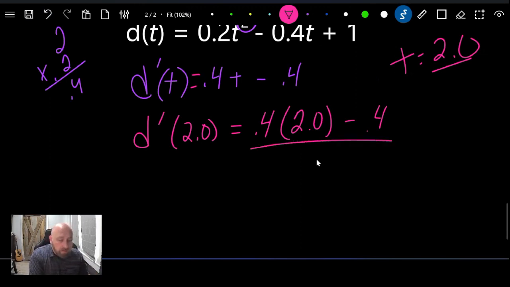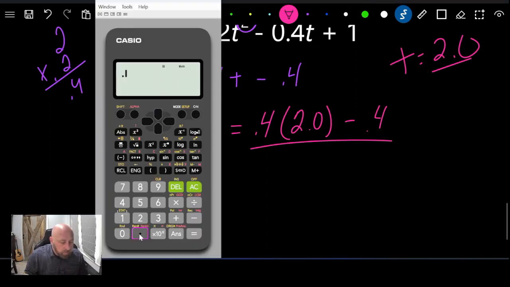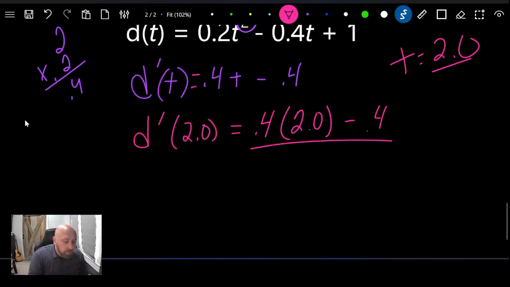All right, so just go ahead and plug that into your calculator. 0.4 times 2 minus 0.4 equals, I still get a fraction on mine, but I can change it to a decimal. 0.4 would be the answer. So in this case, the instantaneous velocity would equal 0.4, and that would be meters per second again.